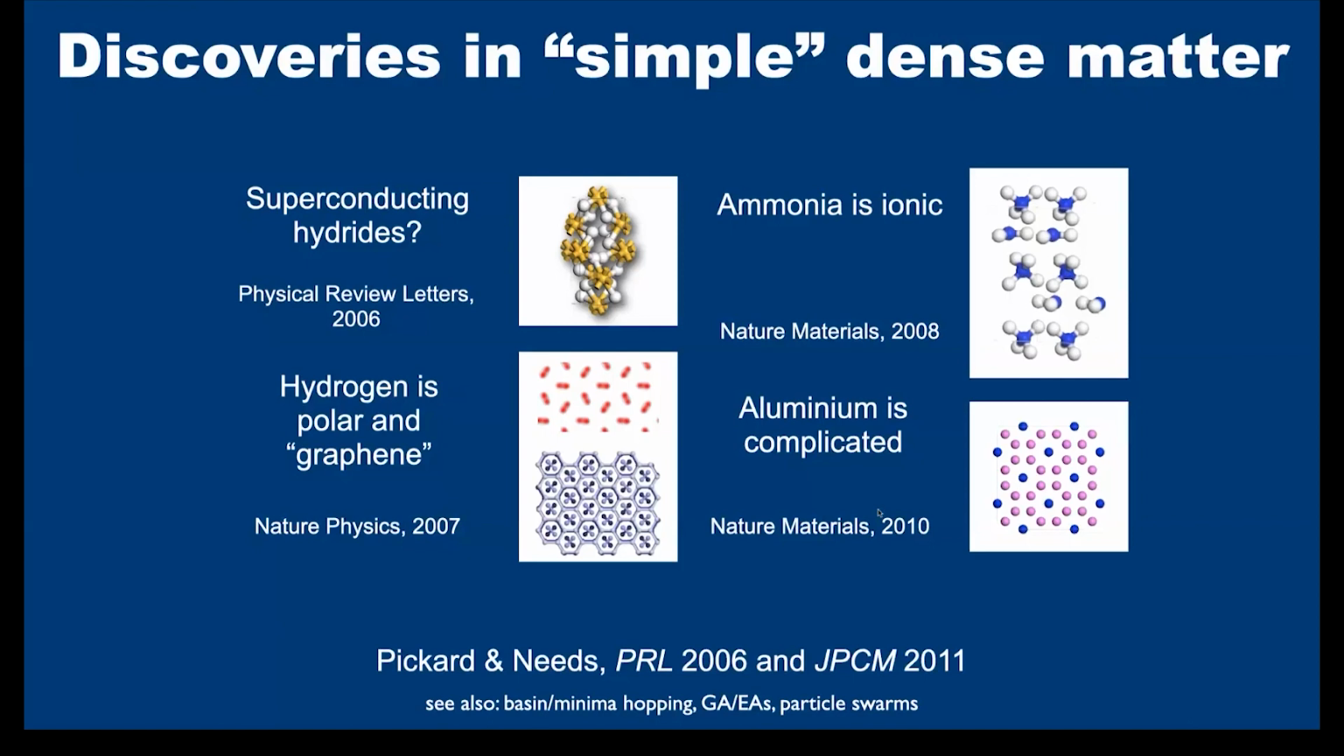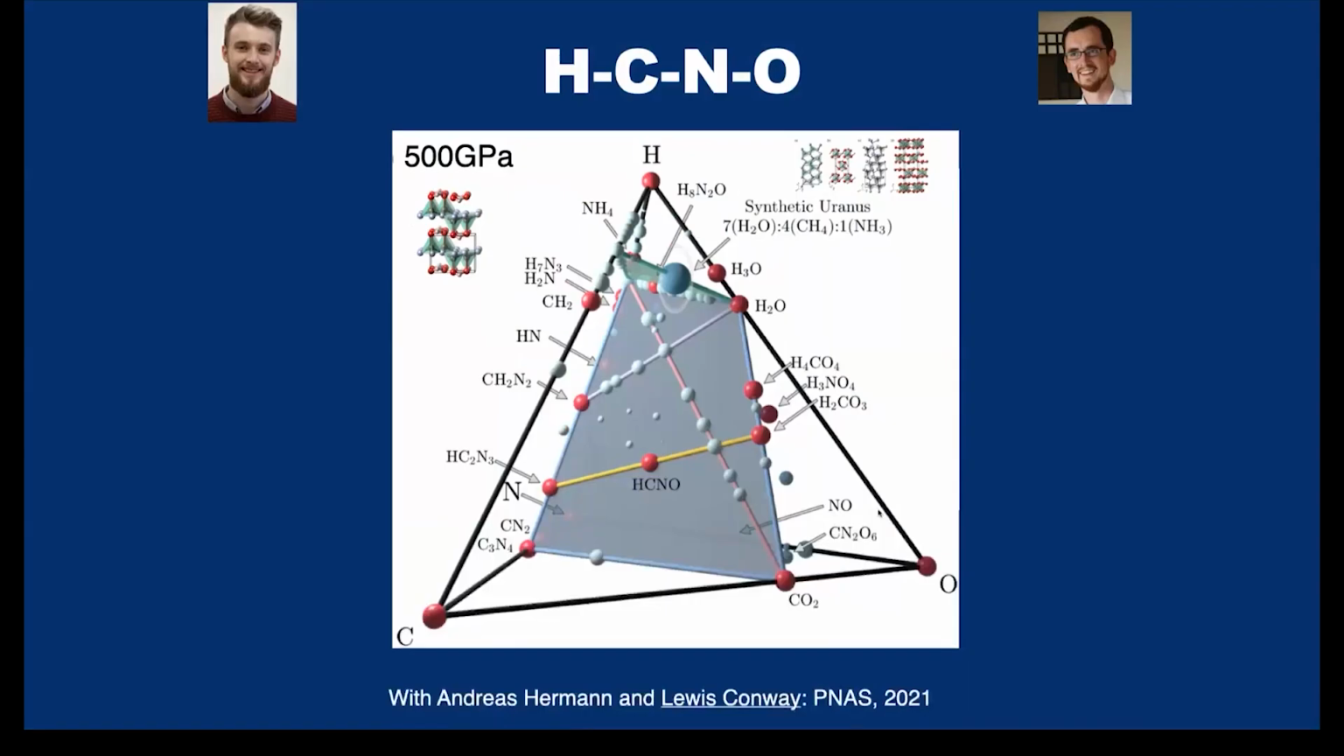What we're doing now is we're doing broad explorations over chemical space when we're doing these random structure searches. I almost never do a search at a single composition now. It's always across a compositional space. So here's an example of that. This is work I did with Andreas Hermann in Edinburgh and Lewis Conway, who's now a postdoc in my group, where we explored the ternary chemical space of hydrogen, carbon, nitrogen, oxygen at 500 gigapascals, which is a pressure that's relevant for the planet Uranus.